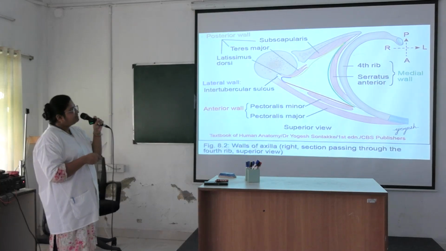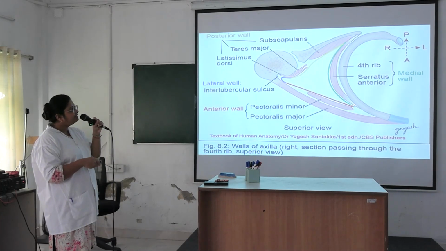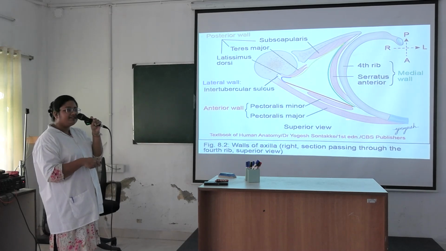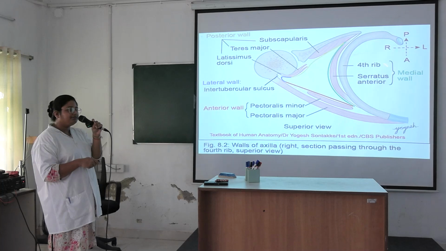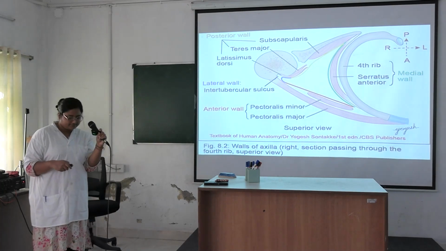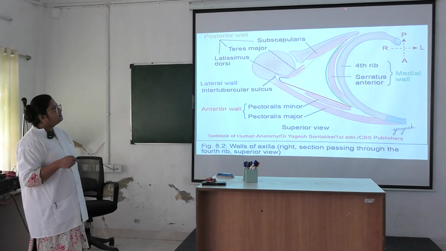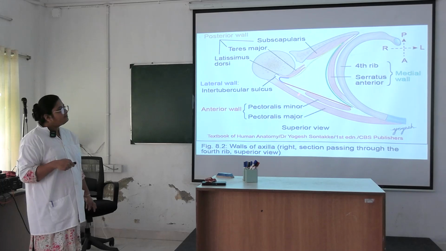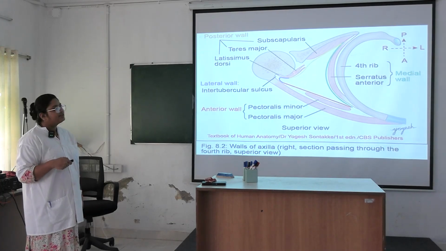And here this is the medial wall. Medial wall is formed by the ribs, intercostal spaces and serratus anterior muscle. Okay, serratus anterior is forming the medial wall, and lateral wall is very narrow. These are the 4 walls of the axilla: anterior wall, posterior wall, medial wall and lateral wall. Lateral wall is formed by the intertubercular sulcus.